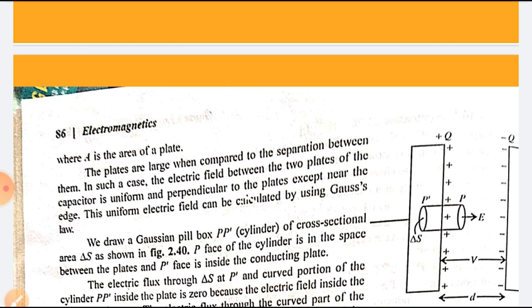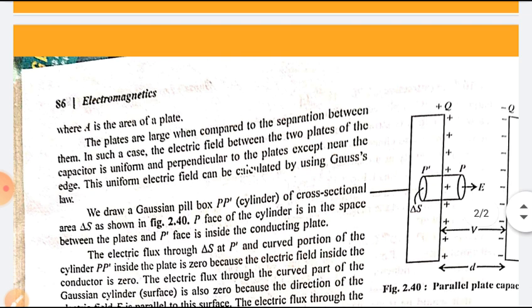The uniform electric field can be calculated by using Gauss law. We draw a Gaussian pillbox PP dash of cross sectional area delta S as shown in the figure. The P face of the cylinder is in the space between the plates and the P dash face is inside the conducting plate. The electric flux through delta S at P dash and the curved portion of the cylinder inside the plates is 0 because the electric field inside the conductor is 0.